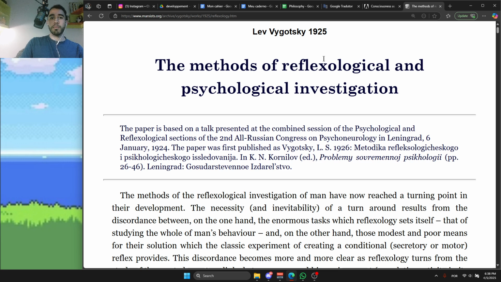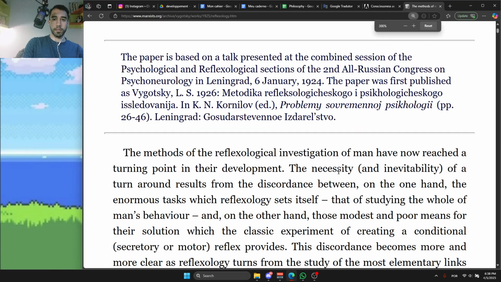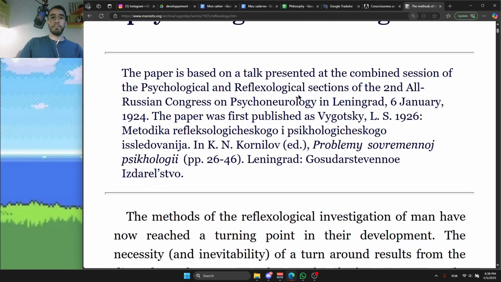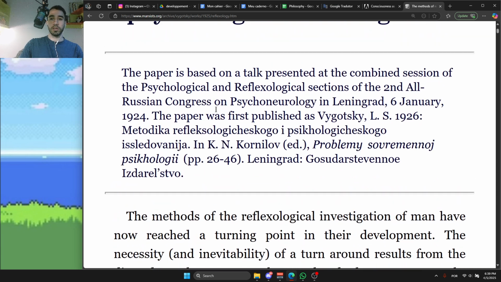So let's go. The Methods of Reflexological and Psychological Investigation. Lev Vygotsky, 1925. The paper is based on a talk presented at the combined session of the psychological and reflexological section of the Second All-Russian Congress on Psychoneurology in Leningrad, 6 January 1924. The paper was first published as Vygotsky, L.S. 1926, Metodika reflexologicheskogo i psikhologicheskogo issledovaniya, in K.N. Kornilov, Problemy sovremennoi psikhologii, Leningrad. Okay, so you just have several ways of saying that.